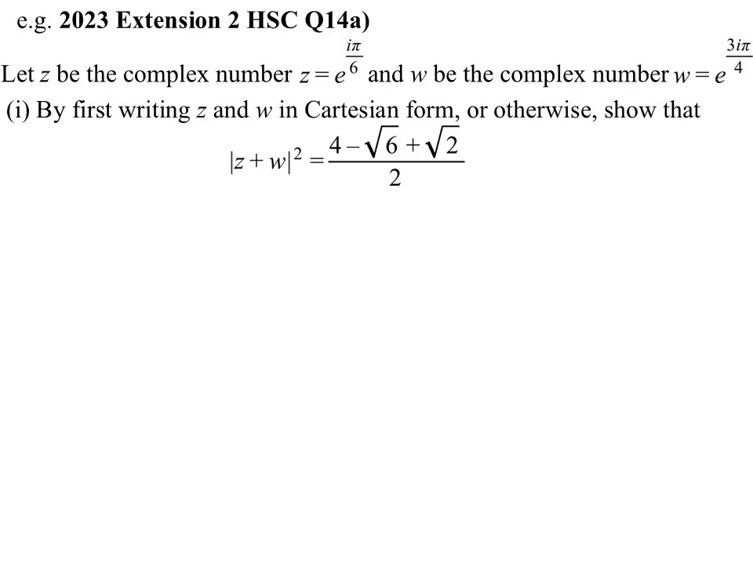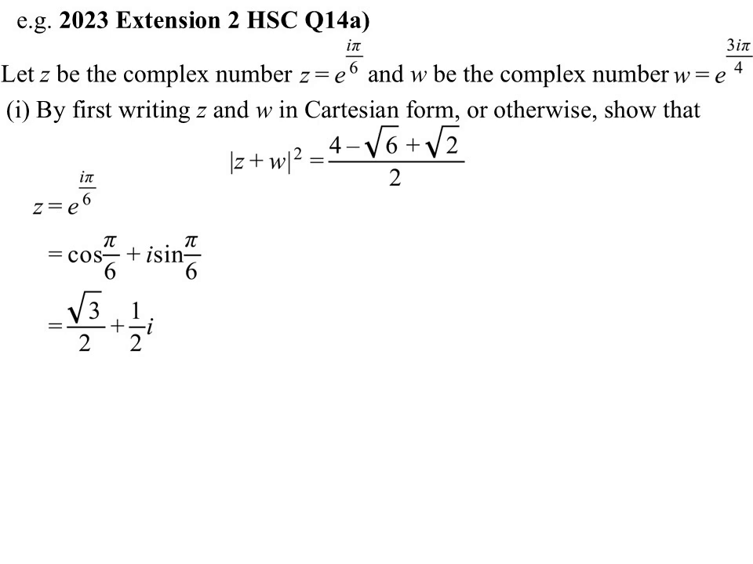Let's have a look at this one from last year's. Z is the complex number e to the power of i pi on 6. W is the other complex number there, e to the 3 i pi on 4, which is nice. Both of them have got exact values that we can find in the arguments. We can find those if we have to. Well, it looks like we do have to, because they've given us the hint by writing Z and W in Cartesian form. So I'll convert from exponential to mod arg, which then allows me to find Cartesian.